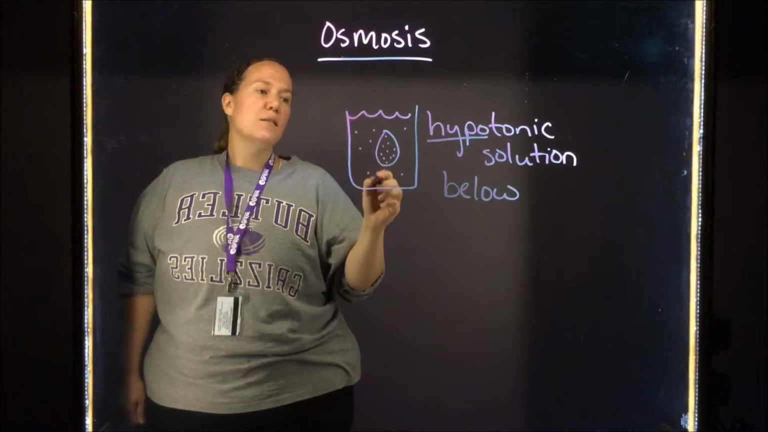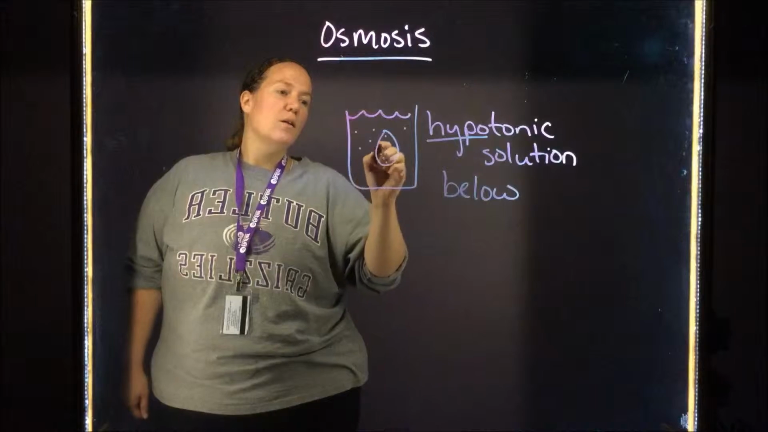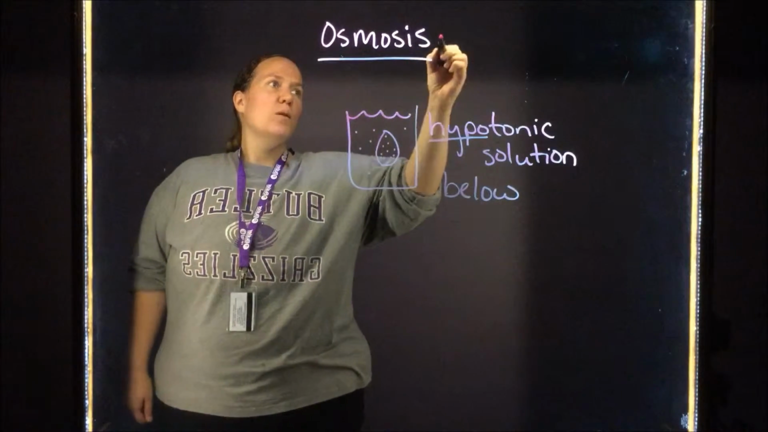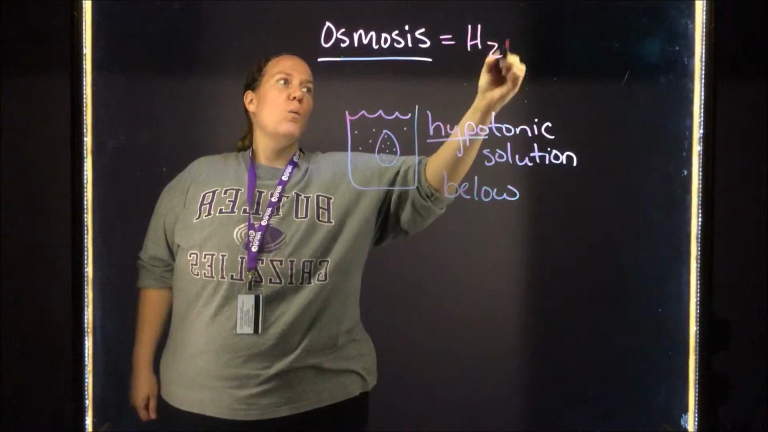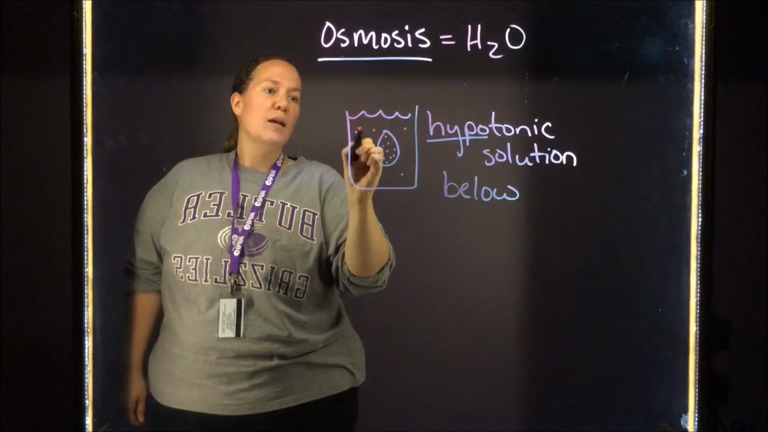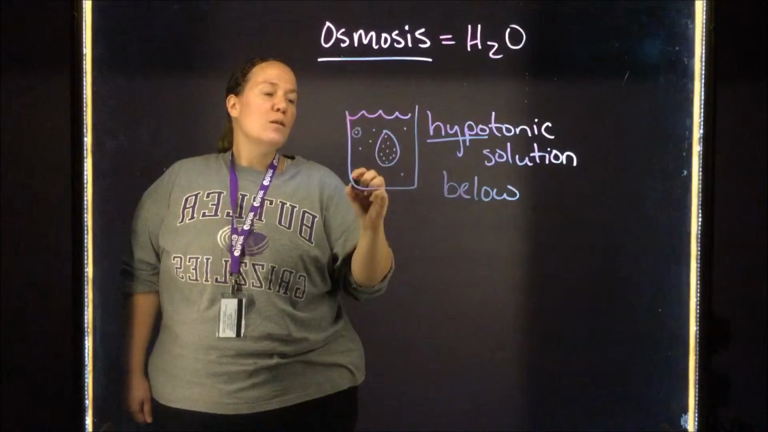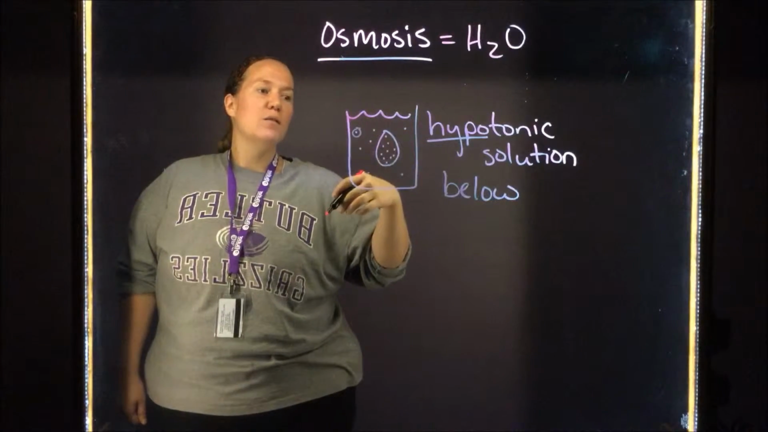And again, it's kind of hard to say that it's not going down its concentration gradient. So we just have to remember osmosis equals water. So that's the only thing that can move. Each one of these little dots cannot move at all. So only the water can come in or come out of the cell.